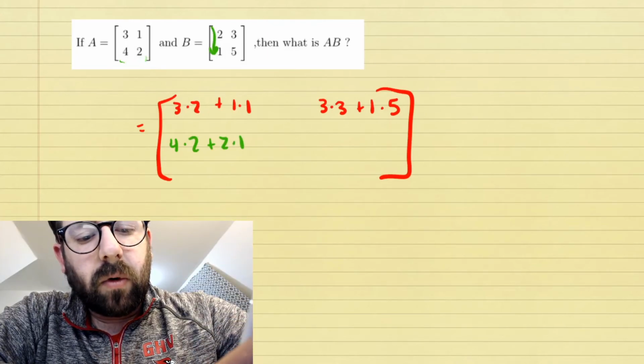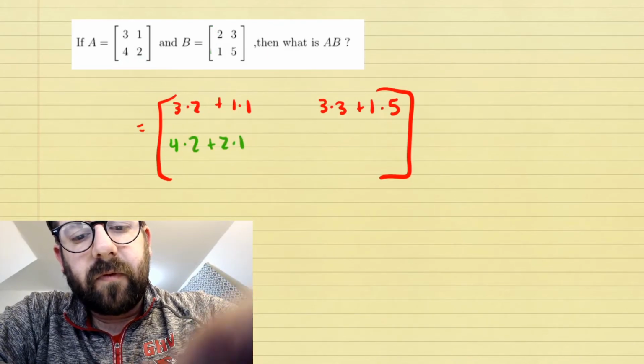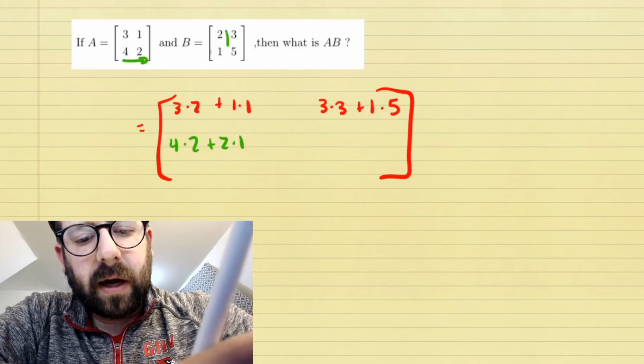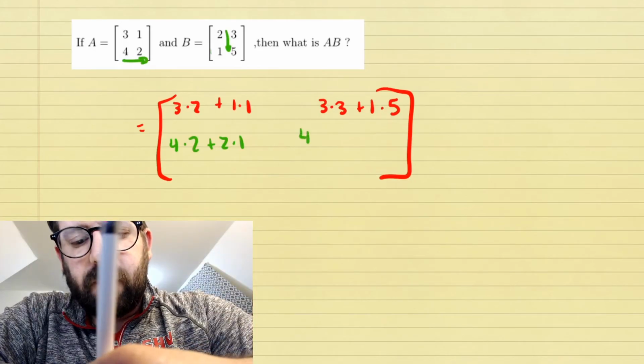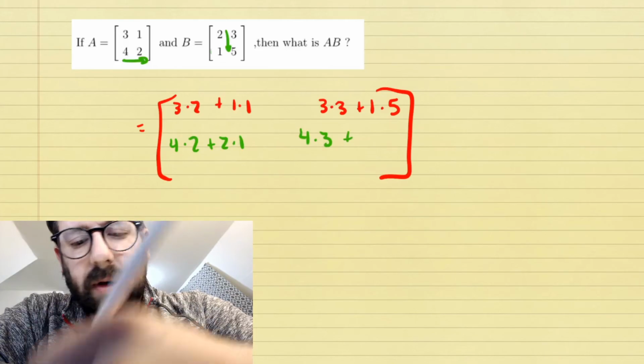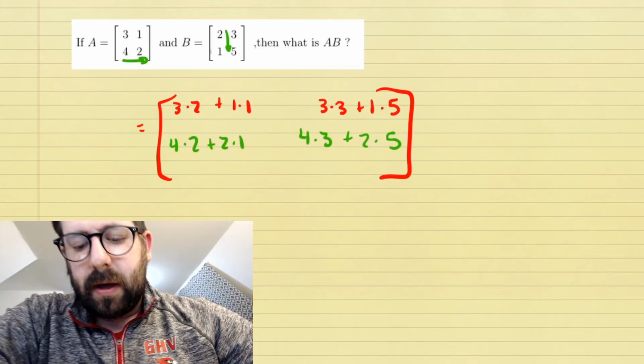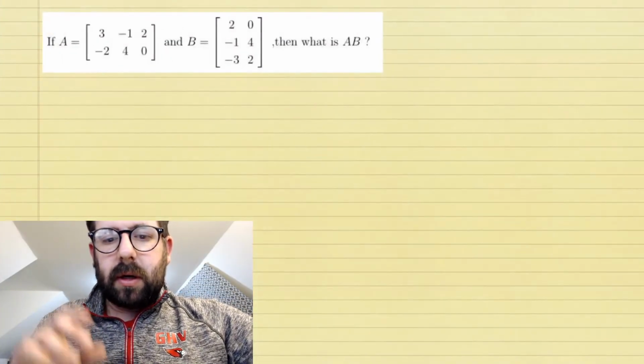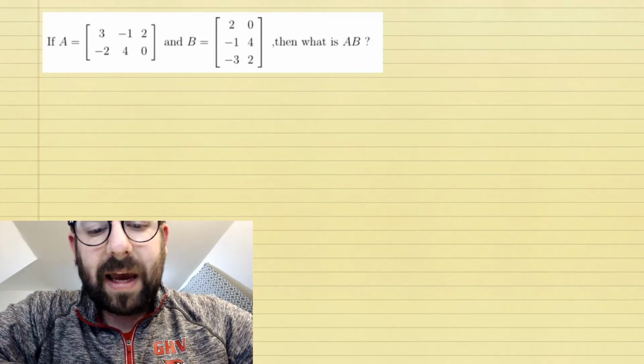Then same thing as before. Second row, second column. 4 times the 3 and the 2 times the 5. There we go. And the last question. What is B times A?